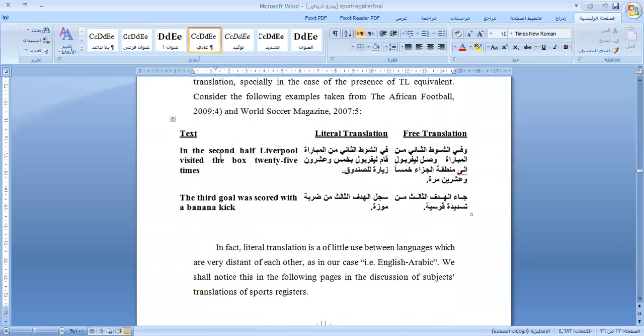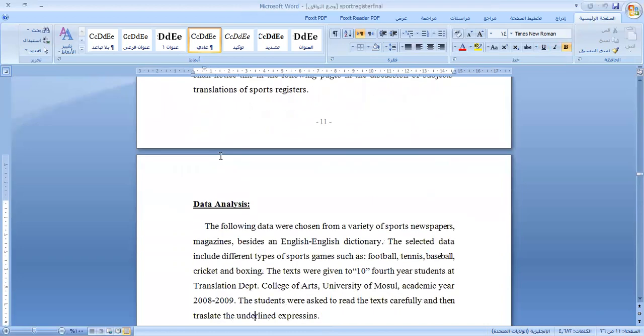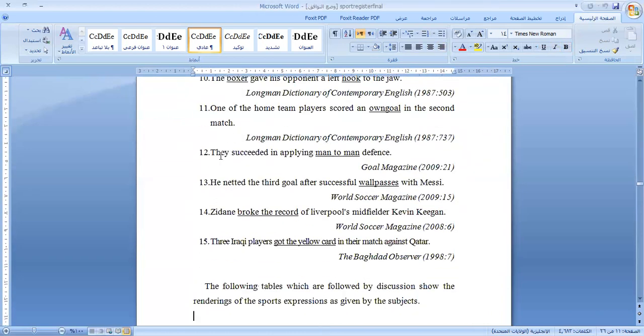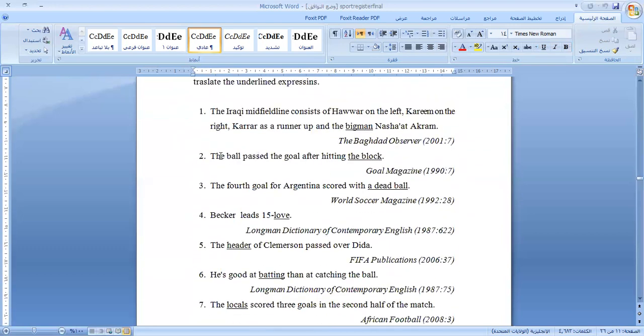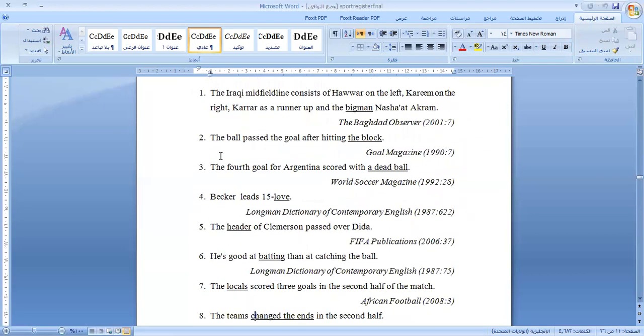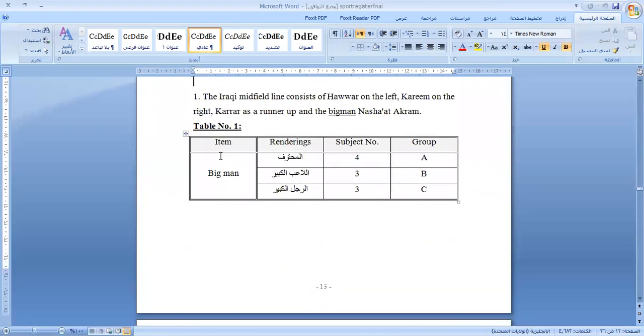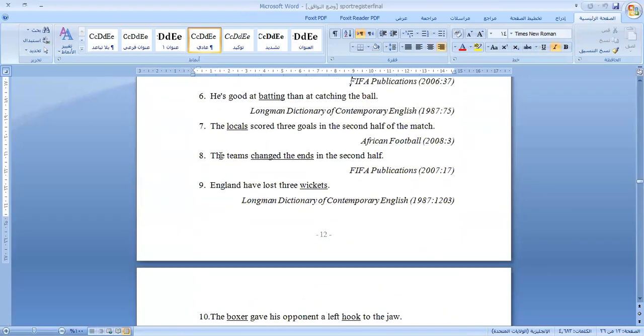So in these two sentences, we look up the sport terminology. According to the sport terminology, we figure out the intended meaning, then we render the intended meaning. In this way, the translation is acceptable and is understood. Now, all of these 15 sentences, we are going to talk about them one by one. Okay, look at the first sentence.